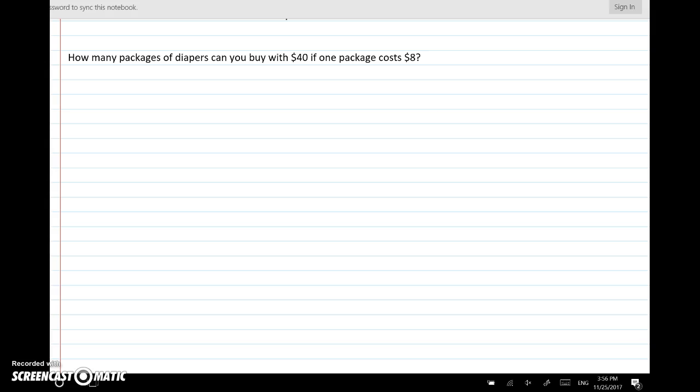Okay, we're buying diapers now. We want to know how many packs of diapers. So that's my unknown, how many packages of diapers. That's what I don't know. Can we buy with $40 if one pack costs $8?